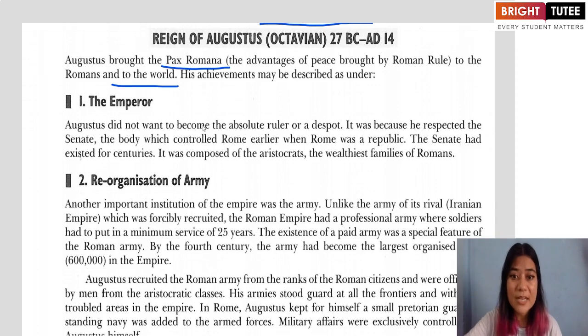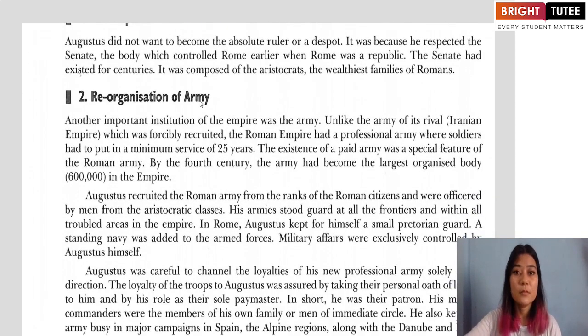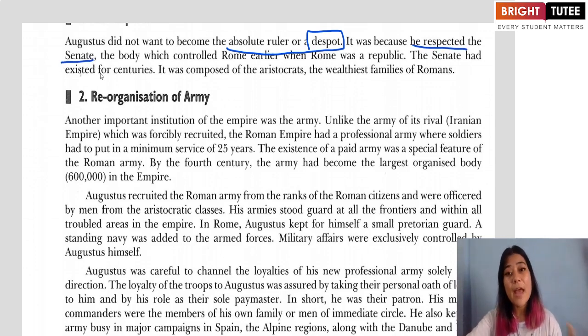Now let us see what Augustus was like. Although he was conferred the title of the emperor, he did not want to become an absolute ruler. He did not want to become a despot, a ruler who had absolute authority and control over everything. Why? Because he respected the Senate, the body of aristocrats.